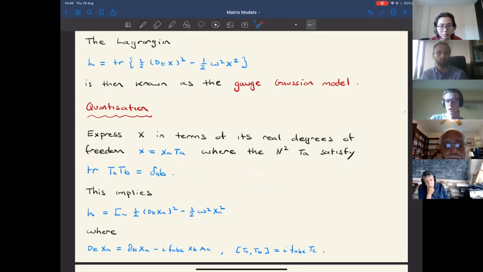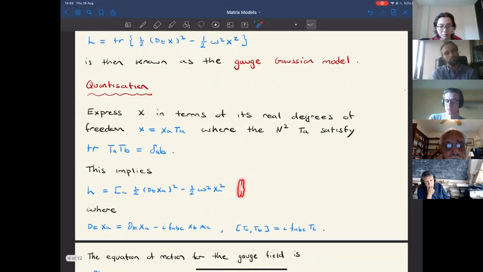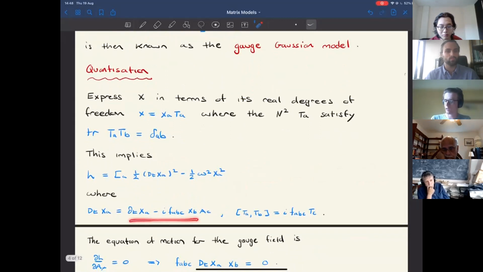Okay, and if we work with this and expand x in this way, then the Lagrangian simplifies to this form, which is just the bosonic oscillator again, but with a slightly more complicated momentum term, which looks like this.